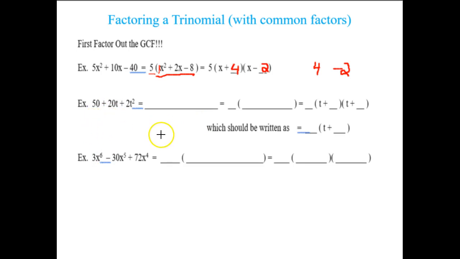Okay, the next example, first of all, you notice it's not written in descending order. So the first thing you could do is replace it and put it in descending order. So 2t to the second power, and then plus 20t, and then plus 50.